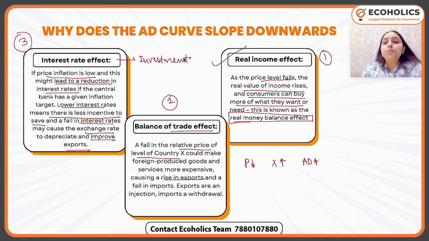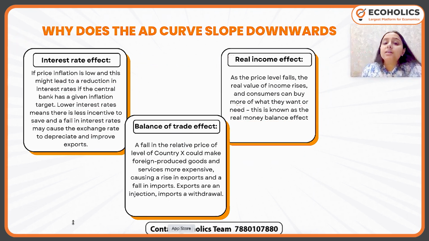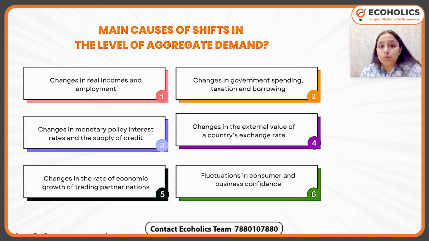So again, when the prices are low, that brings lower interest rate and higher exports as well as higher investment. This is another reason why aggregate demand curve is downward sloping. But how can aggregate demand curve shift? So what do we mean by shift?